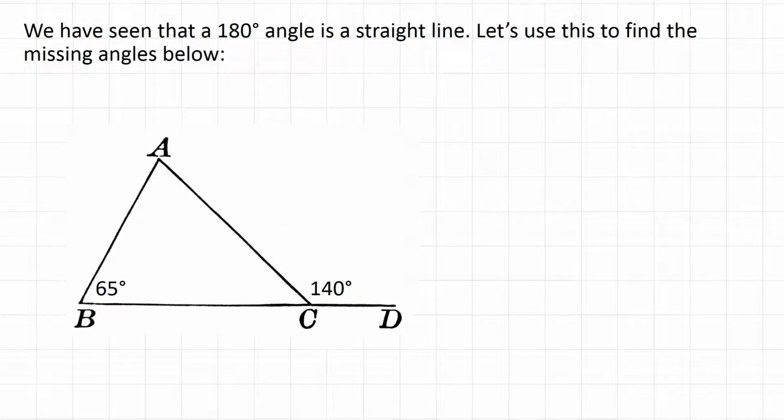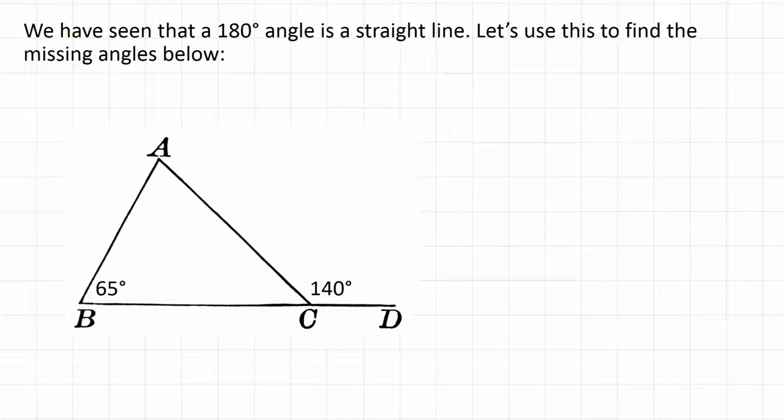So we're going to be able to pair this with the fact that we know there's 180 degrees on a straight line to find missing angles in slightly more complicated setups. So here we have this triangle ABC, and its base is extended along to point D, and we want to find those missing angles.